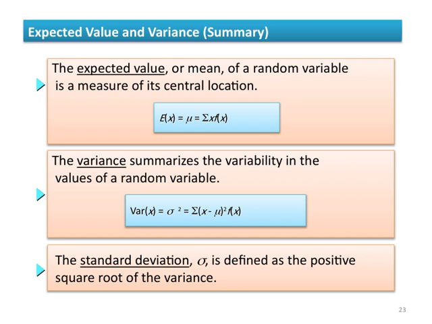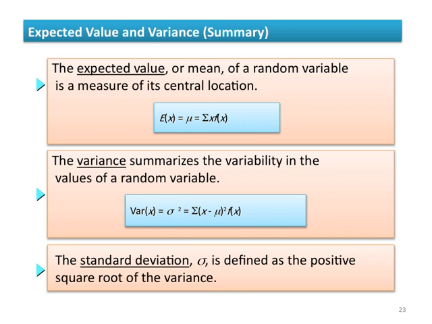A higher variance indicates more variability, while a lower variance suggests the values are more tightly clustered. Now, the standard deviation, represented by the Greek letter sigma, is just the positive square root of the variance. It's often more intuitive because it's expressed in the same units as the original data, making it easier to interpret. Mathematically, the variance is the sum of the squared deviations from the mean, weighted by their probabilities, written as Var(X) equals sigma squared. And the expected value is the sum of each value times its probability, represented as E(X) equals mu.